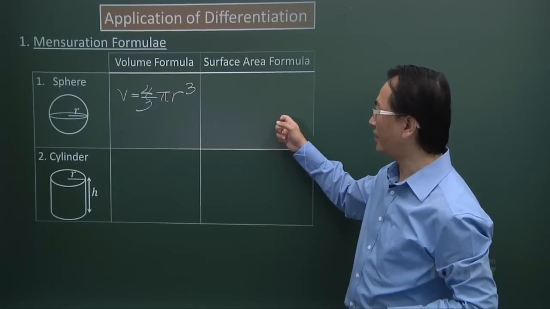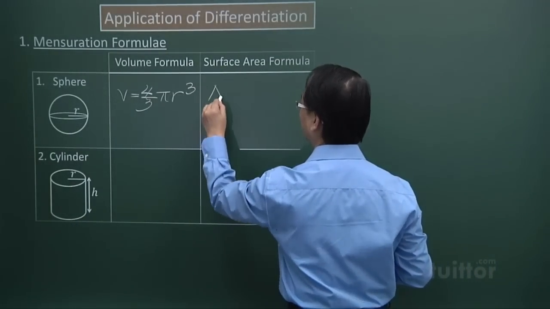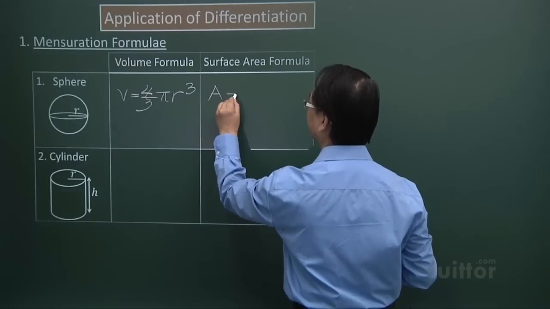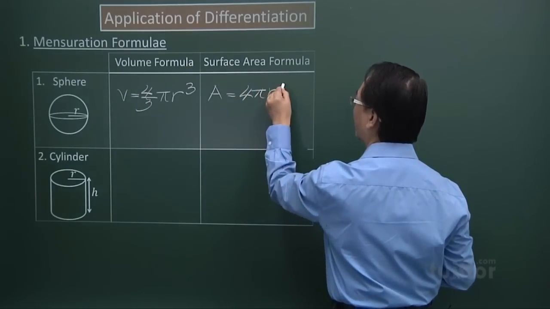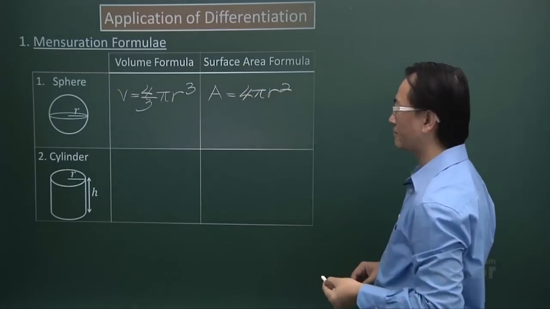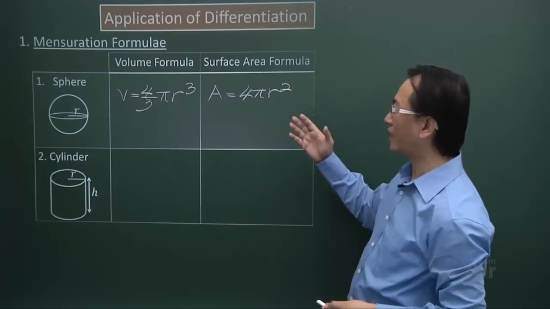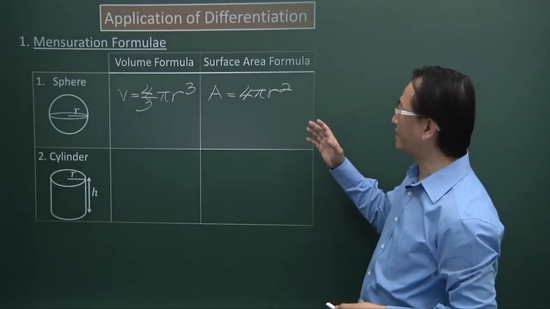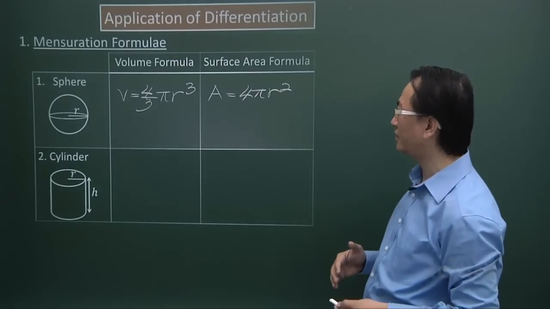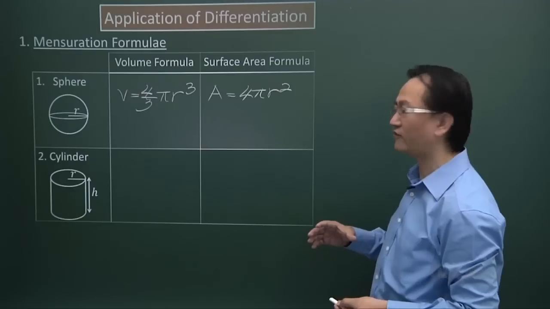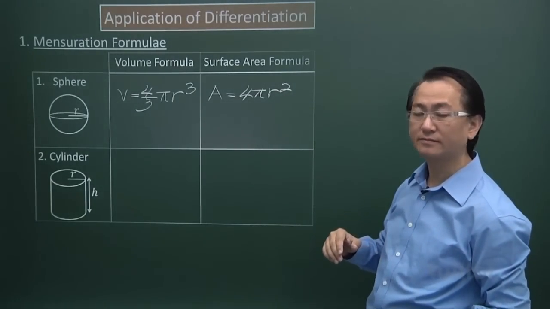For surface area, let me just use A to denote surface area. Then it will be 4 pi r squared. Now, in a later time, I'll be looking at the surface area formula for hemisphere, half of a sphere. So it's not so straightforward as to think that this expression be divided by 2.